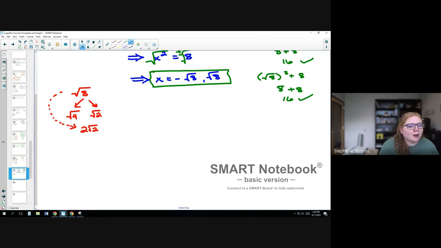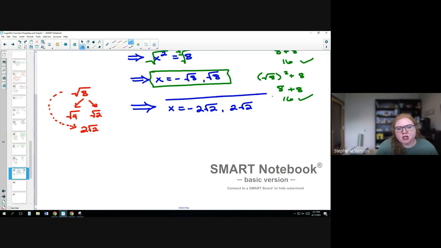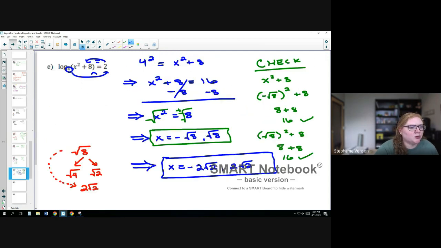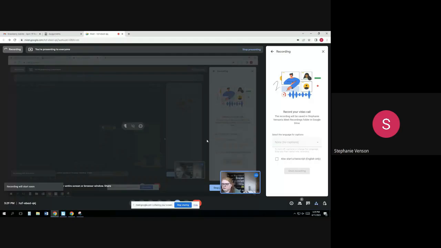So the more proper way to write our answer, and the way that Pearson wants you to write your answer, is x equals negative 2 root 2 comma 2 root 2, which is just the simplified version of square root of 8. Okay, take a look at that if you need to, but let's go ahead and move on to F.